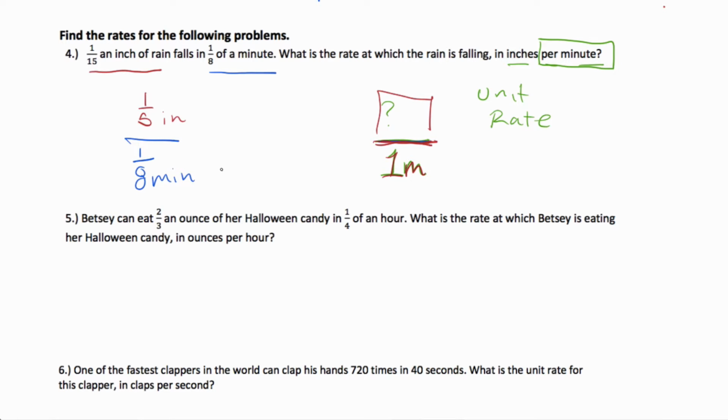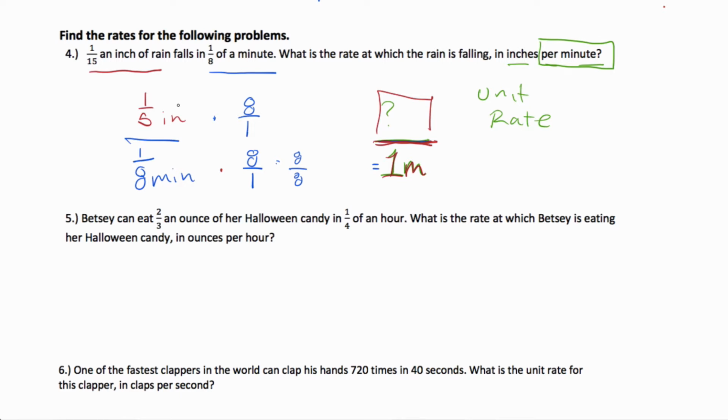So how do I turn 1/8 into 1? Well, I'm going to multiply it by its reciprocal. The reciprocal of 1/8 is 8. I'll write it as a fraction though. 1 times 8 is 8. 8 times 1 is 8. And of course that equals 1 minute. If I multiply the bottom by 8 over 1, of course I'm going to multiply the other term by 8 over 1.